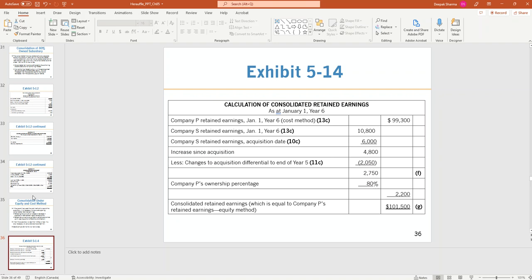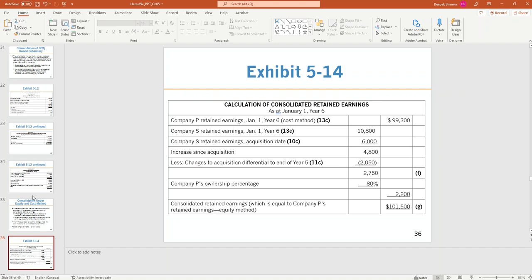So this is your retained earnings as of January 1st, year 6. The company was using the cost method for that investment in S. So company P's retained earnings on exhibit 514 that we have here. We have a starting retained earnings of 19,300 to start with. The subsidiary's retained earnings was 10,800, and the subsidiary's retained earnings as at the acquisition date was 6,000 only.